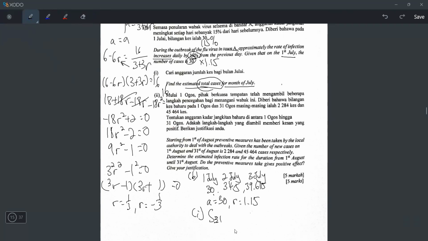So you will use the formula. So what's the Sn formula? A bracket. Okay, your R is bigger than 1, right? So it will be R power n minus 1 over R minus 1. This is the Sn formula. So A is 30, R power n, so 1.15 power 31 minus 1 over R minus 1, so 1.15 minus 1, right?